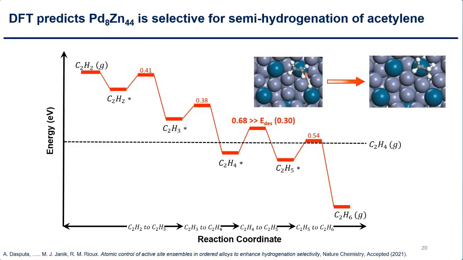So the first thing we did were DFT calculations with the group of Professor Janik at Penn State. And what he has demonstrated is that essentially the palladium-8 intermetallic is selective for the semihydrogenation of acetylene because ethylene once formed would prefer to desorb rather than hydrogenate. And that's really demonstrated by the difference in the barrier for the hydrogenation of adsorbed ethylene to the ethyl intermediate versus simply the desorption of the formed ethylene into the gas phase.